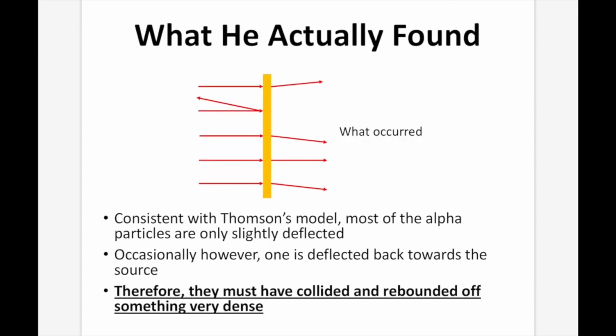What he actually found was that Thompson's model was right most of the time. Most of the particles were only slightly deflected. However, every once in a while, one was significantly reflected back to where it came. And you can see that represented by this guy right here. Therefore, they must have collided and rebounded off something very dense inside that gold foil.